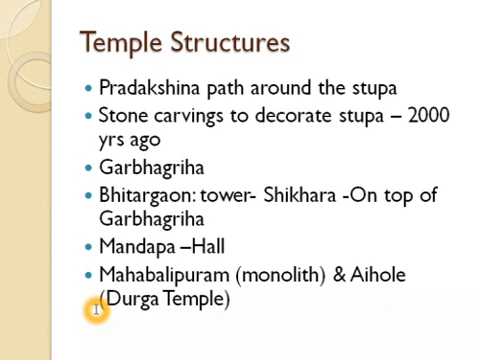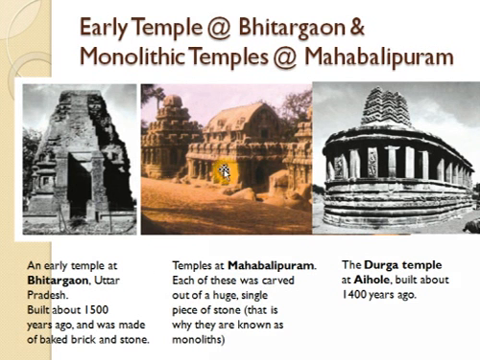Another temple, of Durga, is at Aihole. Let me show you the picture of it, which will give you a clear idea. Here is an early temple at Bhitargaon, in present-day Uttar Pradesh. It was built about 1500 years ago and was made of baked brick and stone. In another picture you will see the temples at Mahabalipuram, and each of these was carved out of a huge single stone.